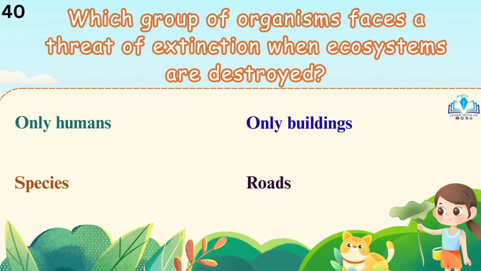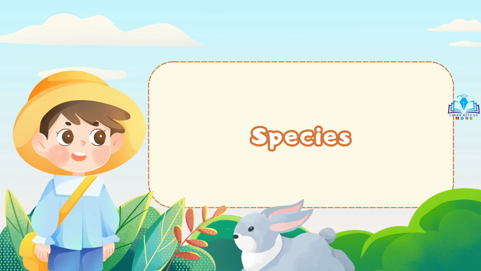Question 40. Which group of organisms faces a threat of extinction when ecosystems are destroyed? A. Only humans, B. Only buildings, C. Species, D. Roads. Answer C. Species.